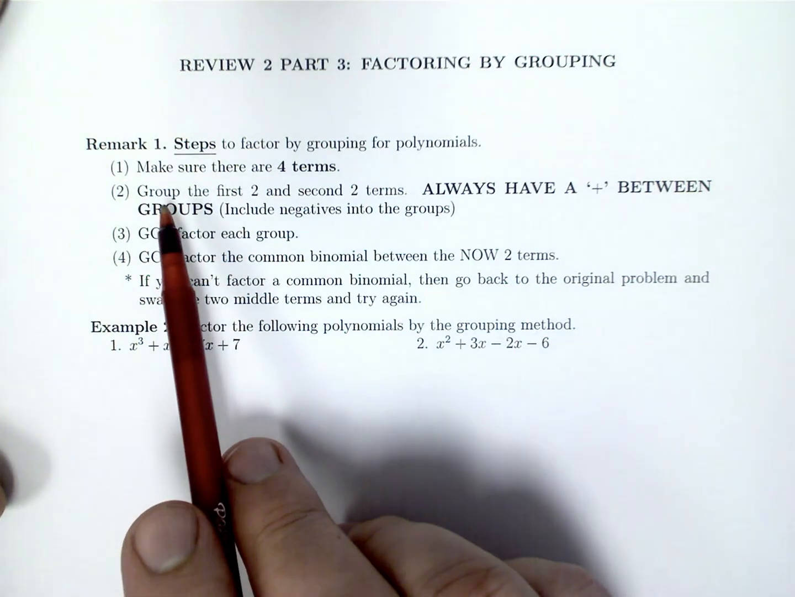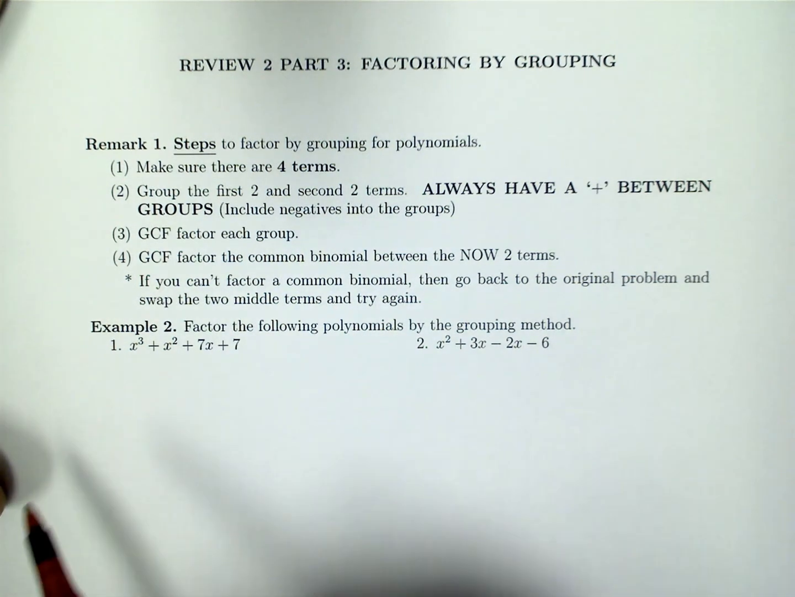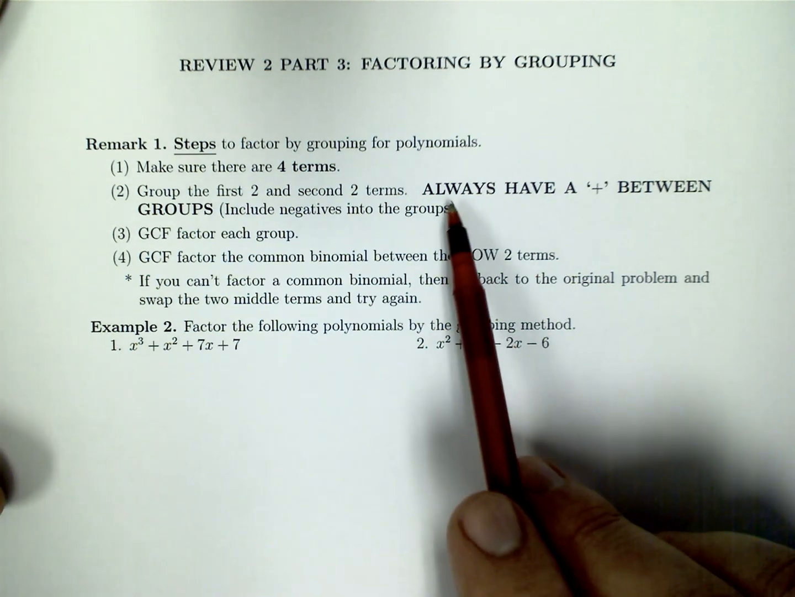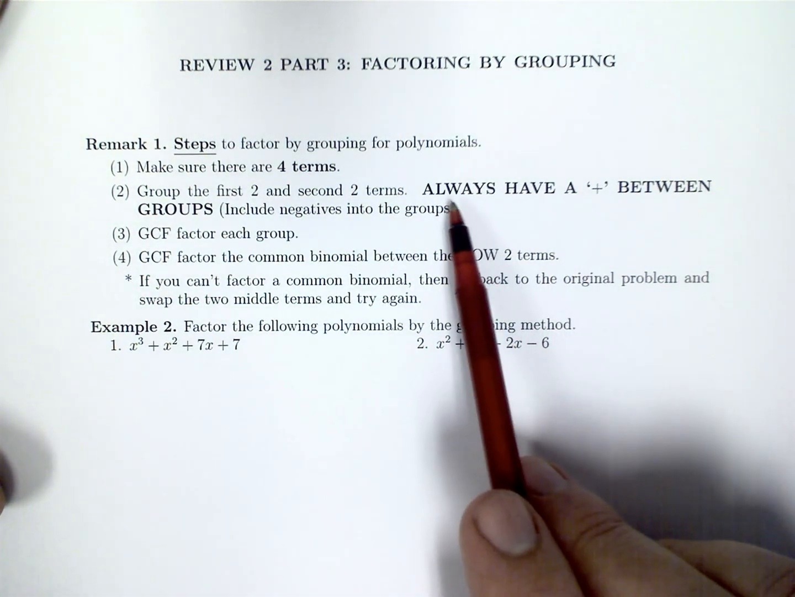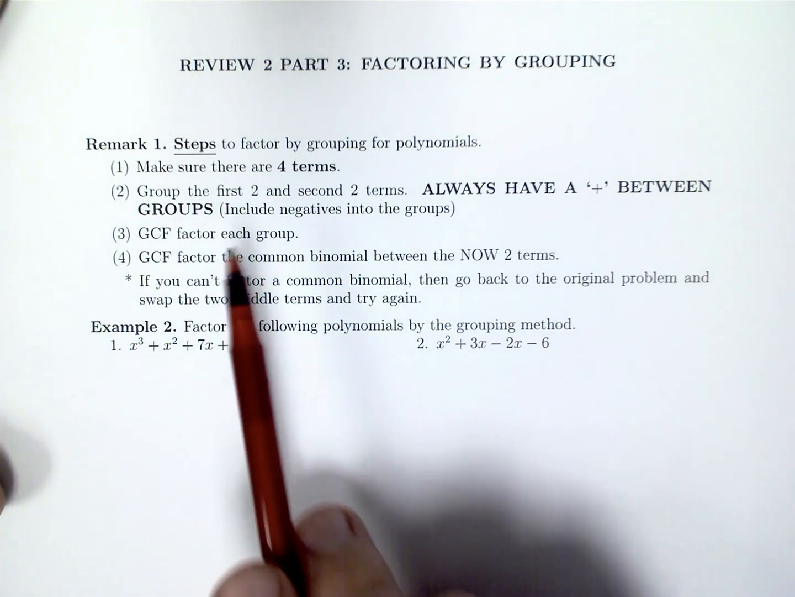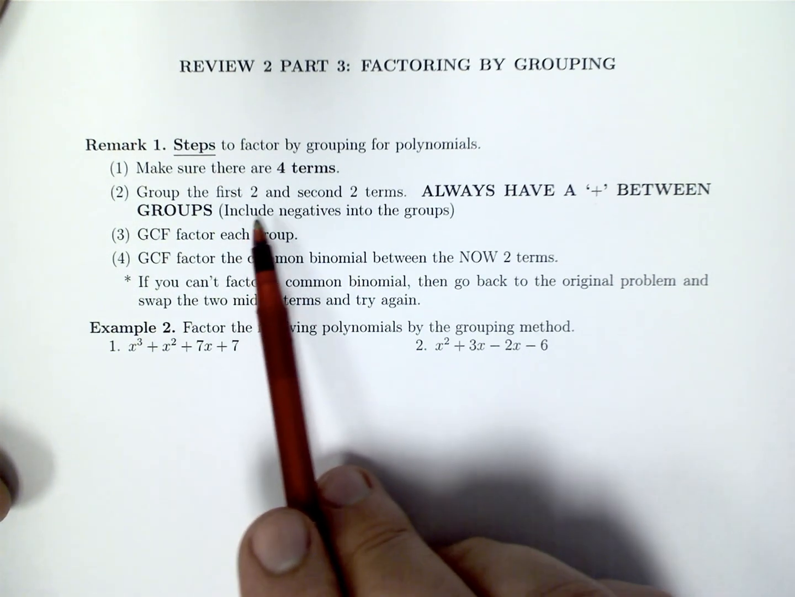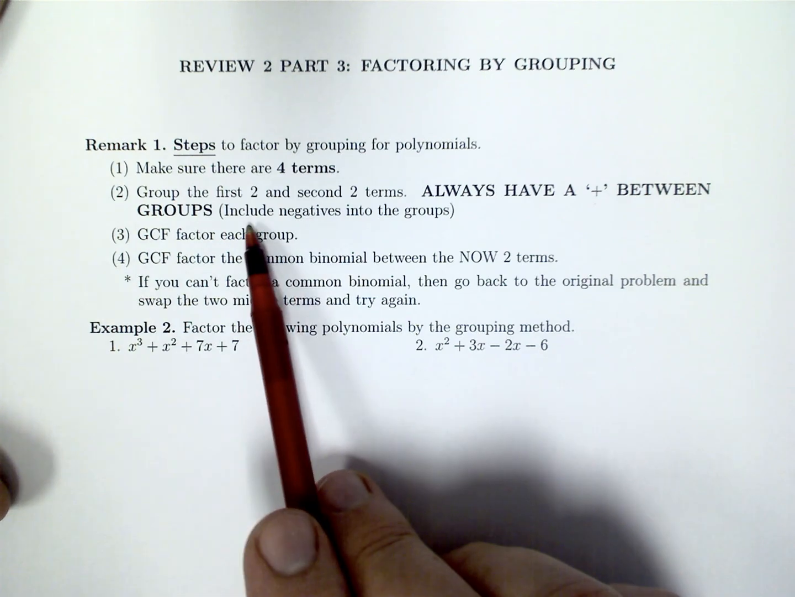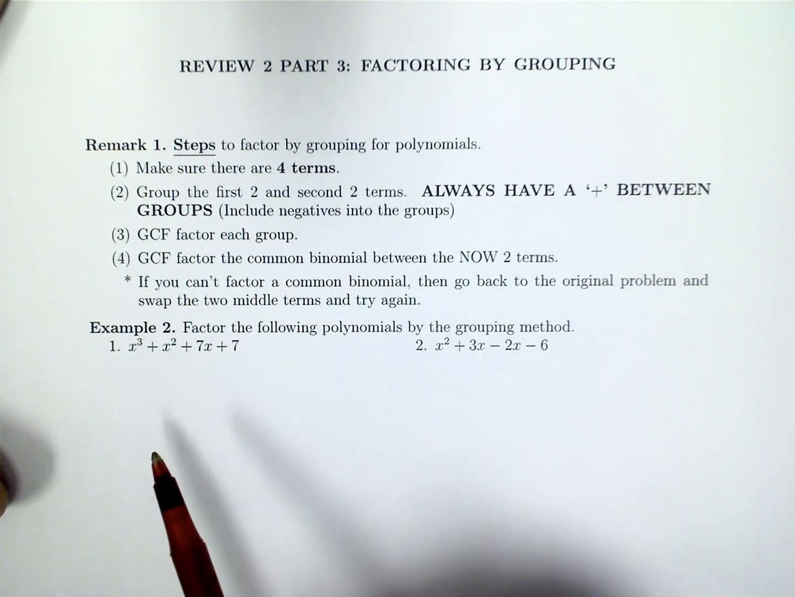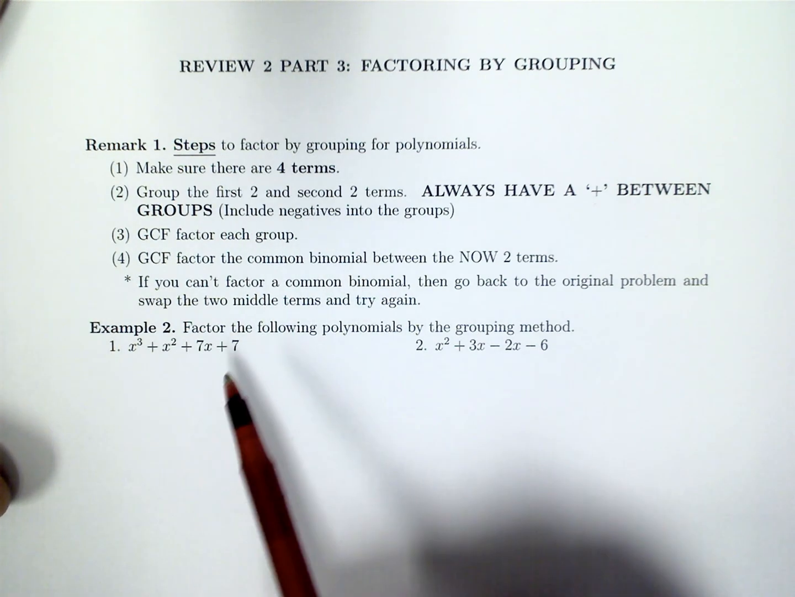We then want to group the first two terms and the second two terms. When you're forming the groups, always put a plus between the groups. So this means that if one of the terms has a negative and it's right in between, you have to include that negative into one of the groups, usually the one on the right.